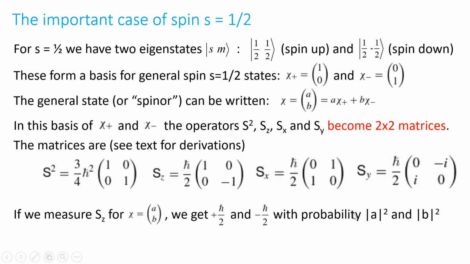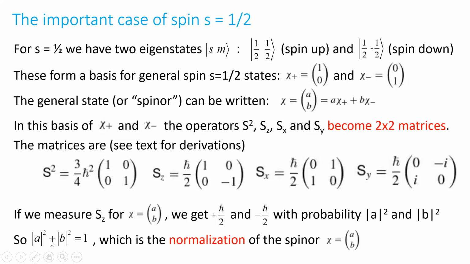Okay, so what does that mean? Those are the only two possibilities, right? We've got spin up and spin down. Those are the only two eigenstates of Sz, so we've got to get one or the other. So the total probability must equal 1. That tells us that a squared plus b squared is equal to 1. And by the way, a and b can in principle be complex, so this would be the modulus of a squared plus the modulus of b squared equal to 1. We call this the normalization of the spinor, the spin state (a, b). So a normalized spin state will have a squared plus b squared equal to 1.